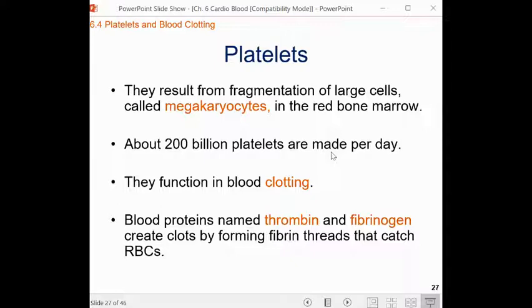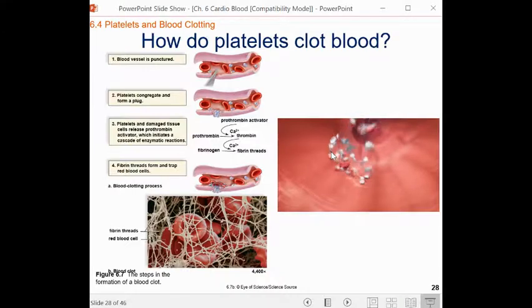Blood proteins named thrombin and fibrinogen, and if you recall back when we talked about proteins in the bloodstream, fibrinogen was one of those, create clots. They basically form these threaded fragments that catch the red blood cells and cause them to clump up.